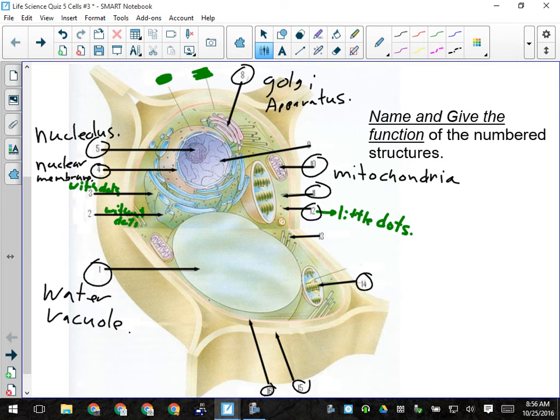Number 11, cytoplasm. The job of the cytoplasm: facilitates diffusion. Okay, and I said that was exactly what you should write down for because we added it to our notes because I had forgotten it originally.